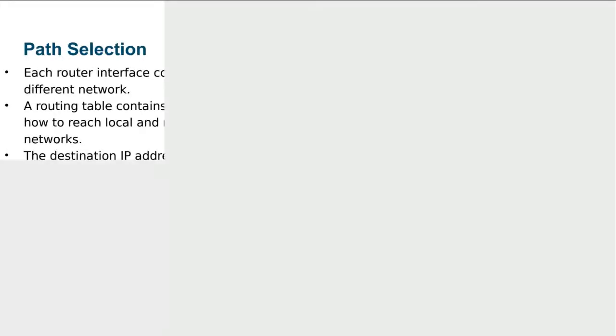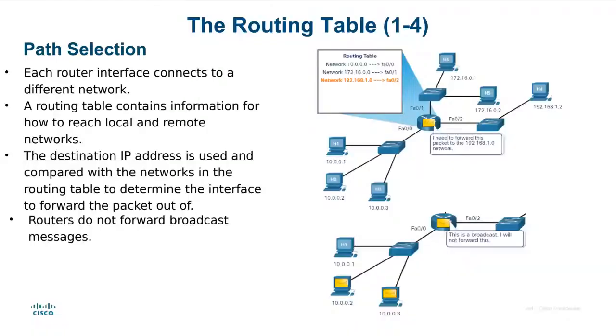So the router will do path selection. It will find out for you the best route to send information. Okay, so let me show you here. Here we have a router. I am sending a message from H1 to H4.